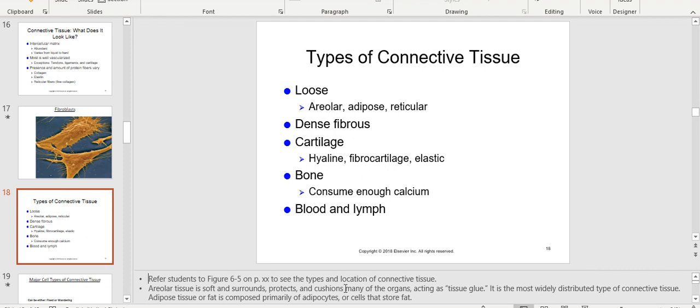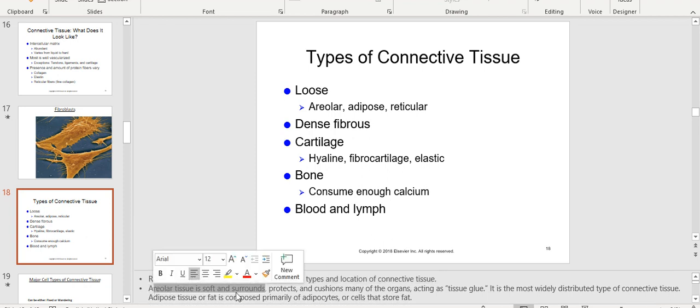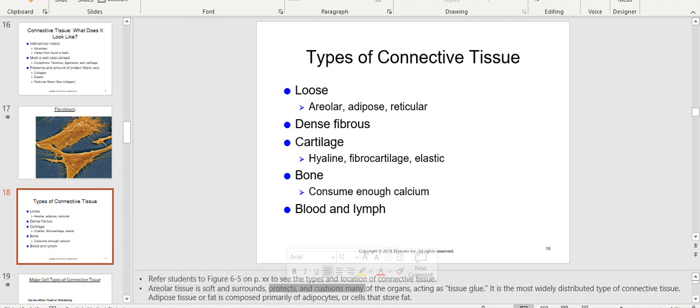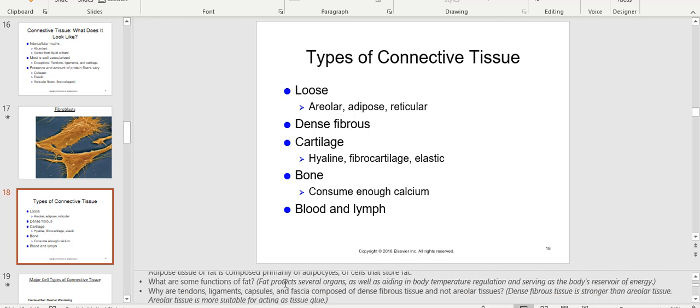Areolar tissue is soft and surrounds, protects, and cushions many of the organs, almost like a tissue glue. Adipose tissue is fat tissue. It protects and cushions. Adipose tissue is fat composed mainly of adipocytes, cells that store fat. And between all of our organs, there's fat there. It's all about cushioning. What are some of the functions of fat? There's a whole bunch that are labeled here.